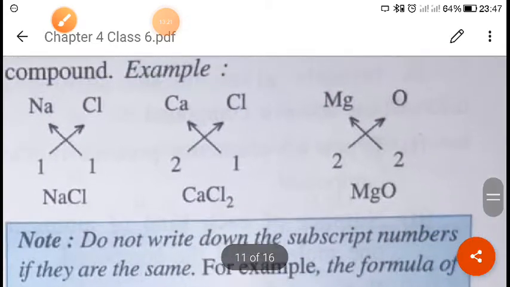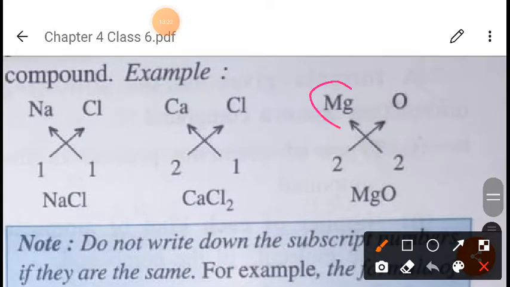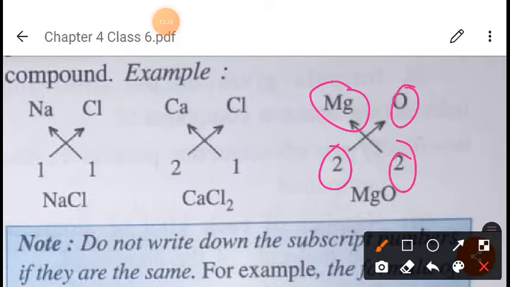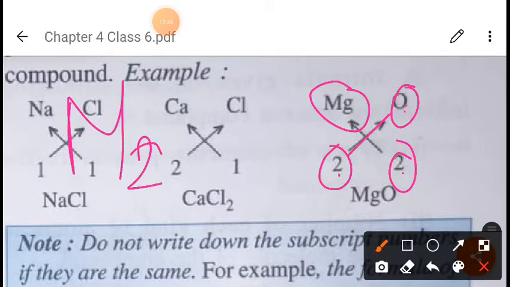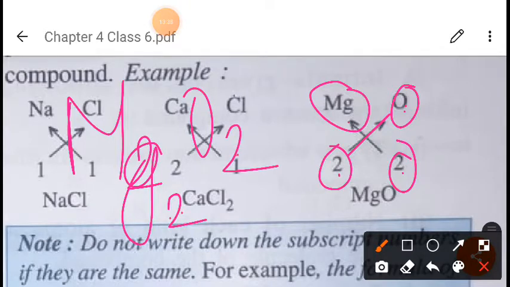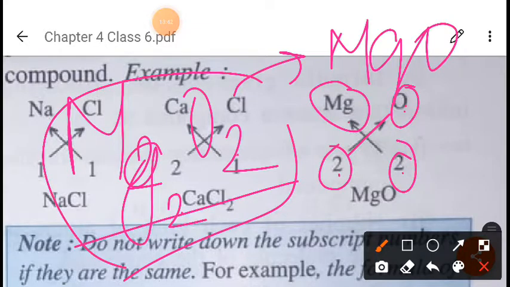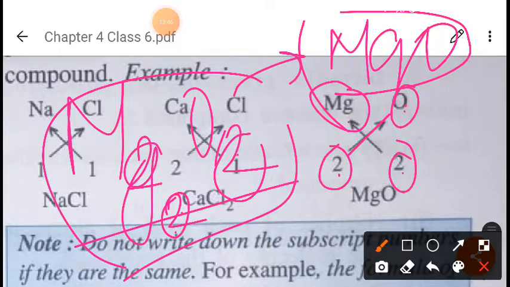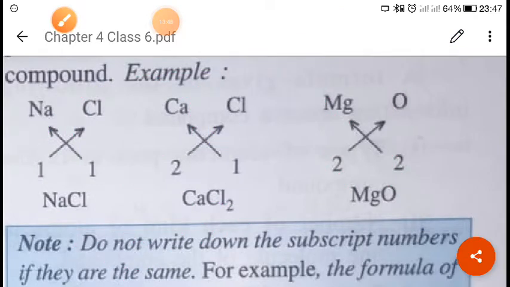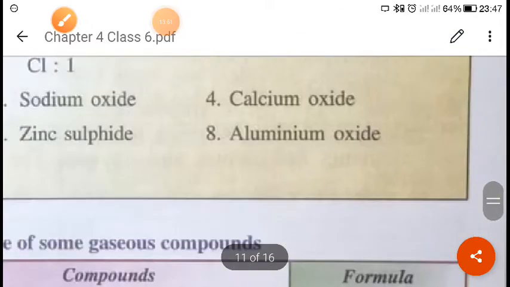Now next, when we see the combining power of magnesium is 2 and oxygen is 2, right? So when you write this, we will write Mg2 and O2, right? Since these two are the same, we write MgO, or this one also you can write, this is not wrong, okay? But since these two are the same, we erase this and write MgO, right? In this way, so many examples are given here, as you can see.